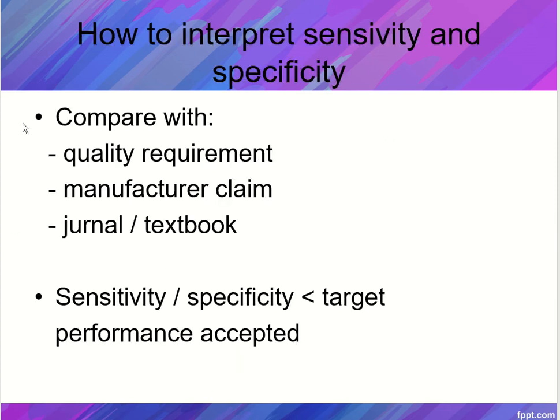So how to interpret the sensitivity and specificity data? You can compare with the quality requirement, manufacturer claim, or any journal or textbook. So if your sensitivity and specificity result is not less than the target performance, meaning that your method is accepted.